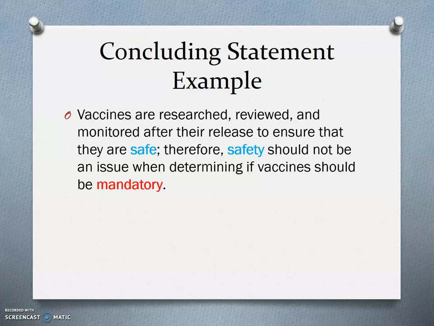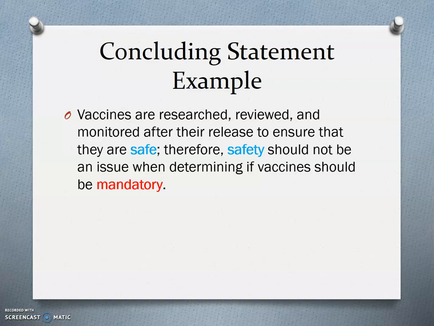Vaccines are researched, reviewed, and monitored after their release to ensure that they are safe. Therefore, safety should not be an issue when determining if vaccines should be mandatory. So you can see that the first little bit reviews these pieces of evidence. I've talked about them being researched, reviewed, and monitored. Those are ideas that my evidence brought up, so I've just summarized them.